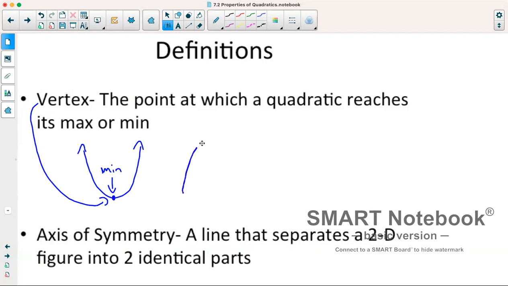Now, we can also have parabolas open downwards, in which case our vertex would be up here, and it will be a maximum value because we don't have any y values above it.